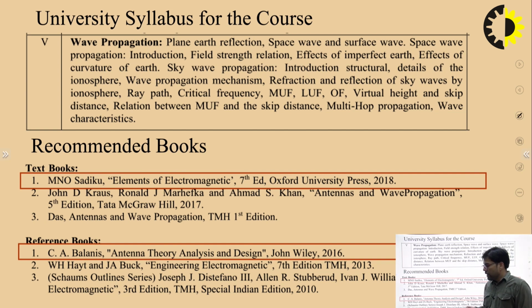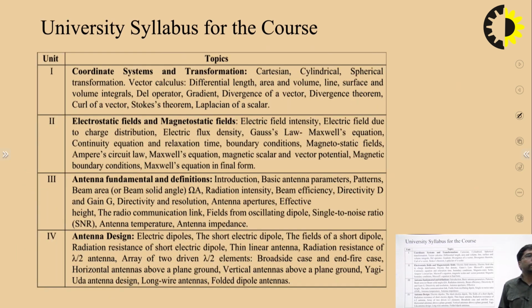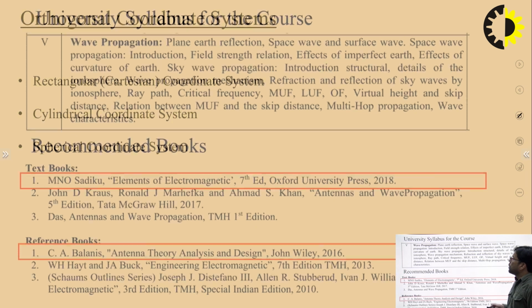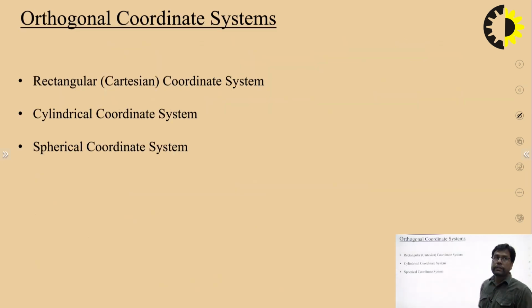So basically here you can see the first unit is always the coordinate system and transformation, because without understanding the coordinate system we cannot understand how the antenna radiates in free space as well. So first we need to understand the coordinate system and its transformations. Let's begin the topic, the coordinate systems.